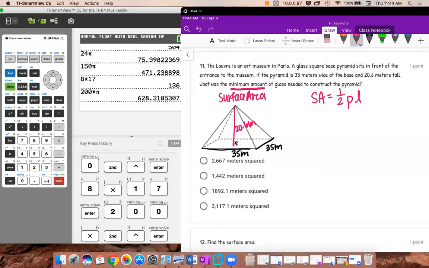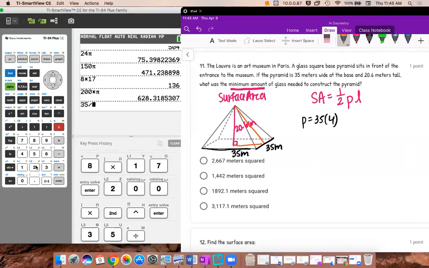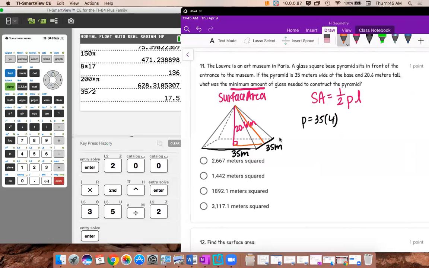Okay, so the things we need are the perimeter of the base, which I think we can do. The perimeter is going to be 35 times 4 because it is a square, so it's just 35 all the way around. And then the slant height is what we need to figure out. The slant height is the height that goes down the edge like this, and it creates this right triangle here. I know the bottom here is going to be 35 cut in half. So 35 divided by 2, this bottom part is going to be 17.5. And then I'm looking for what the slant height over here is.